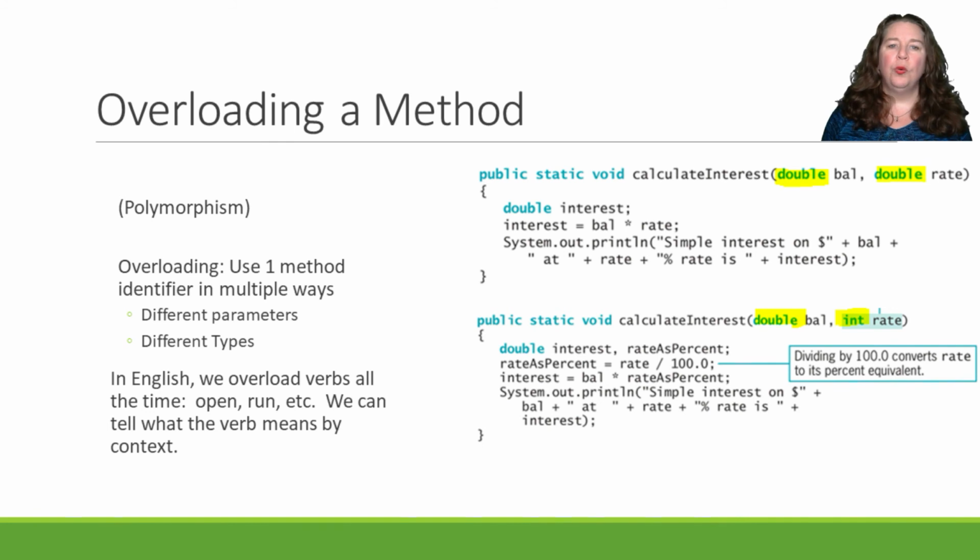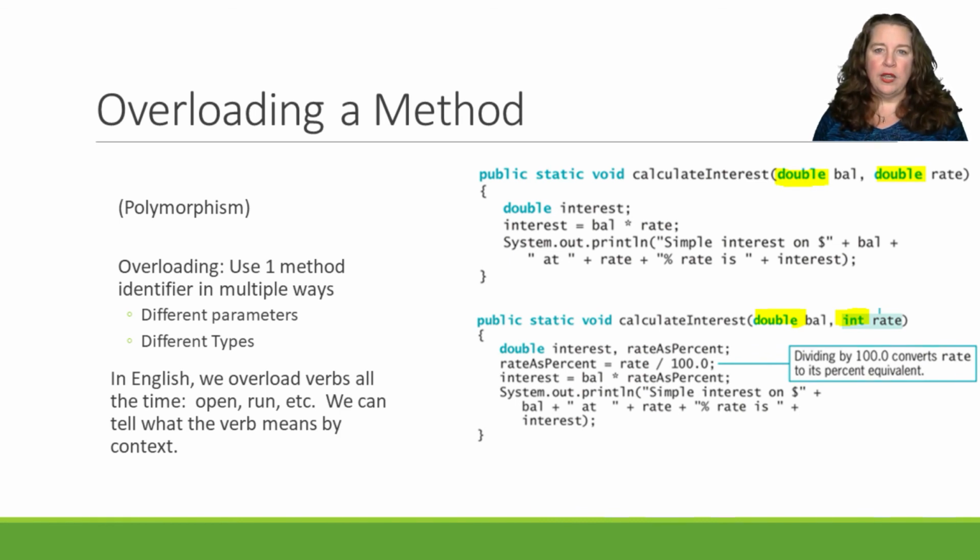In English, we actually overload verbs all the time. If I say open, that could refer to open the door, open the present, open the refrigerator, open your email. All of these are different examples of the word open that are not exactly the same thing. They may all mean to open, but they're different examples by context. The same way that we can overload methods by context, whatever your variables are, so your parameters.